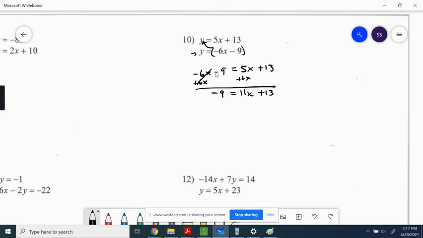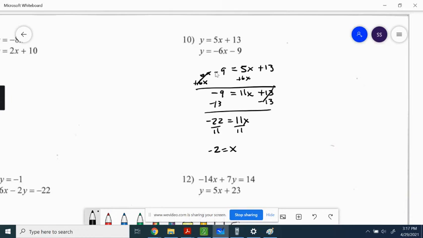And now I want to isolate the 11x, so I'm going to subtract 13 over here. Do it to one side, got to do it to the other. And we're left with -22 is equal to 11x. Divide by 11 on both sides. X is equal to -2. And now it definitely doesn't matter for this one. Just pick a problem.